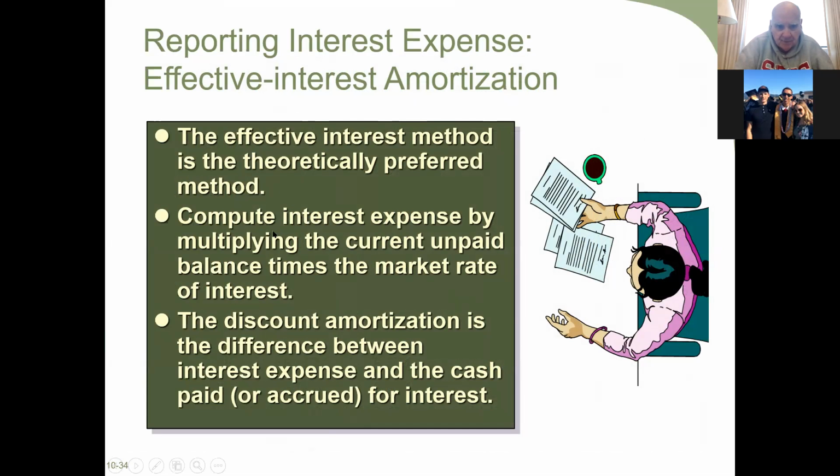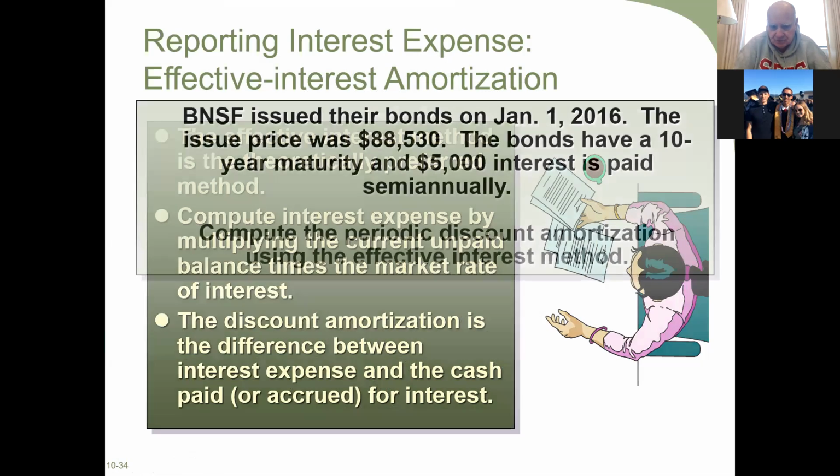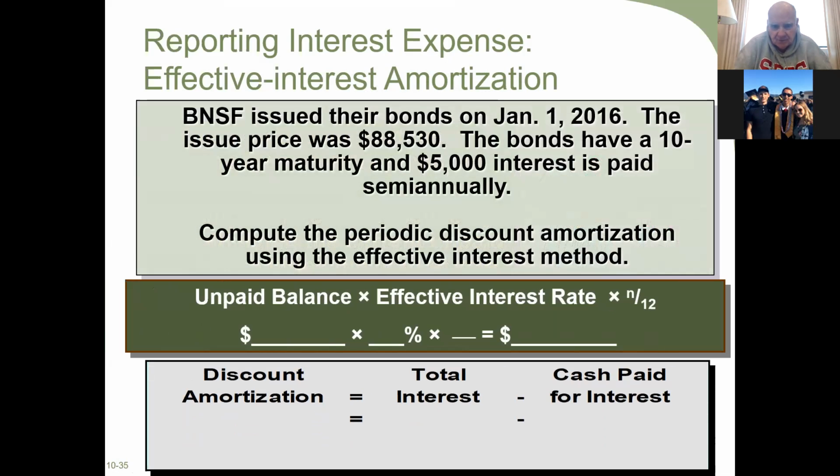The effective method, we're going to compute the interest expense by multiplying the net book value times the market rate. Let me say that again. We are going to take the net book value, whatever it is, at that point in time, and we're going to multiply it by the market rate, which in this example is 12%. That'll give us a number. The difference between that and the coupon is going to be that period's amortization. So let's take a look here.